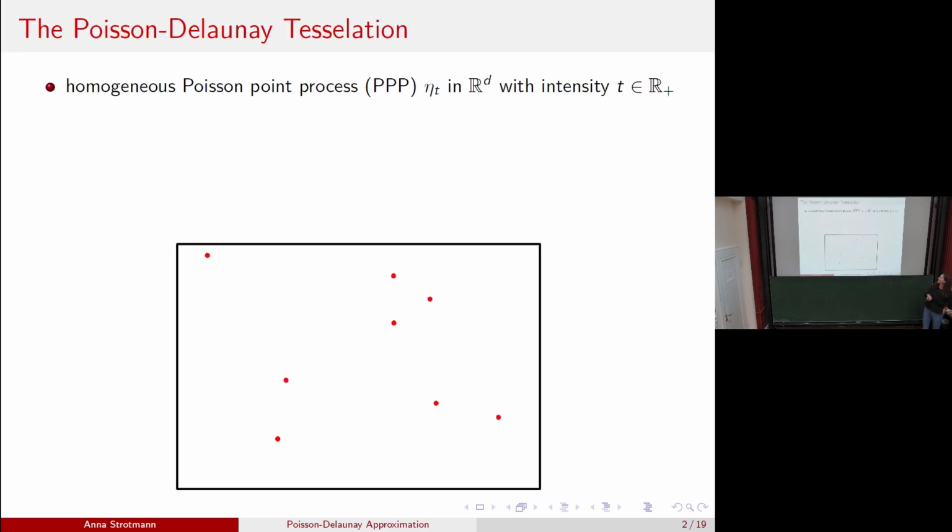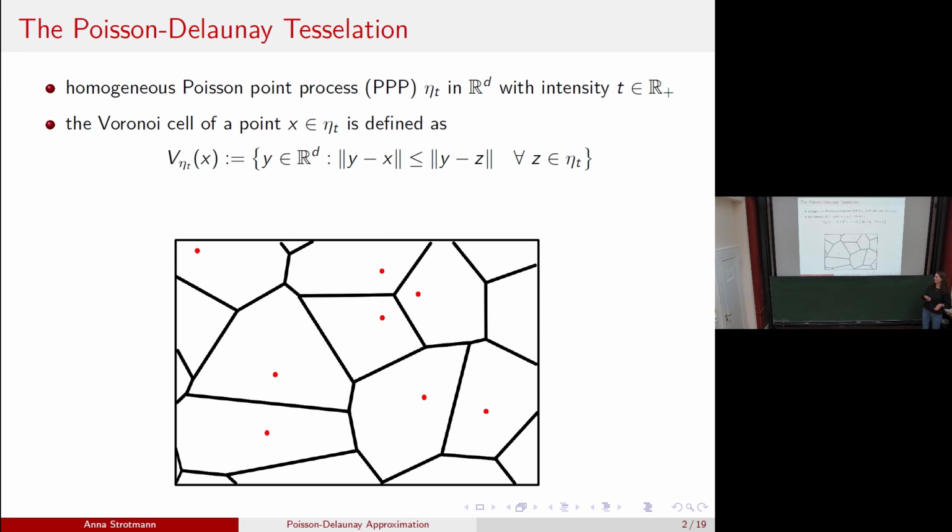First, I would like to start with the construction of the Poisson-Delaunay tessellation. And as the name suggests, we need a homogeneous Poisson point process in R^d, and we call this point process η_t, whereby t is the intensity of the point process. Now there are two different ways to construct the Poisson-Delaunay tessellation.